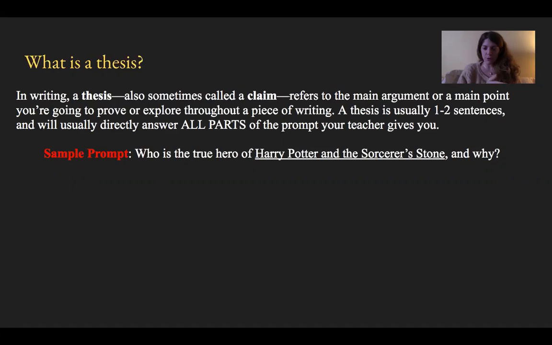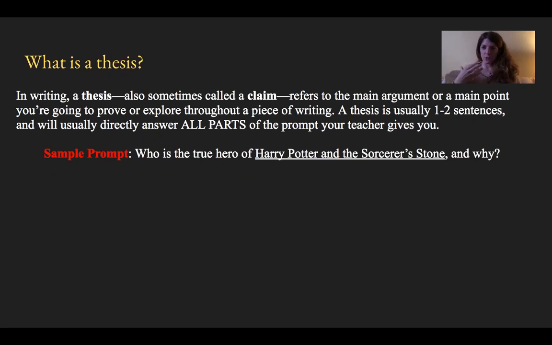Now in the future, you may not be given a prompt, you may just be asked to create an argument about a certain topic. But for this unit, as we're practicing writing thesis statements, I will normally provide you with a prompt. And so your thesis should be an answer to that prompt, the argument that is the response to whatever prompt you were given. So for example, if the prompt was, who is the true hero of Harry Potter and the Sorcerer's Stone and why?